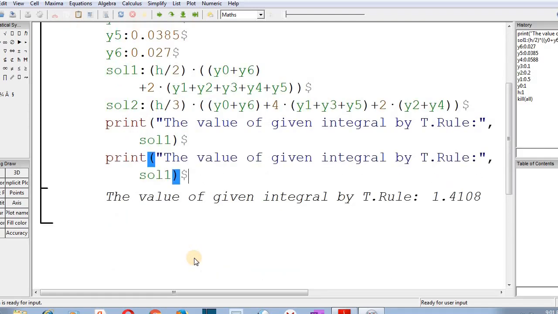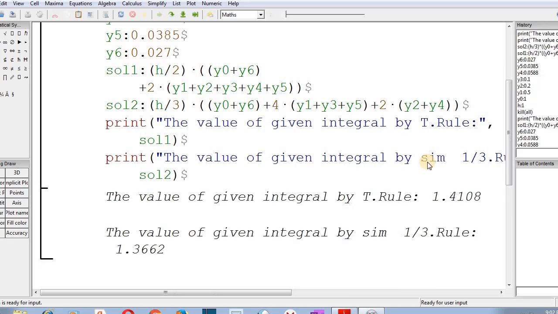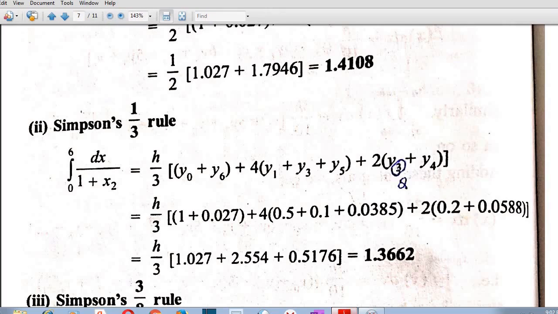Check it out. I will just copy here and enter. Here solution 2. Solution 2 is for Simpson's. I can write here Simpson's 1/3 rule. So just shift enter, and you will get the values also. Here we got 1.3662. Check it out here, 1.3662. It is done by Simpson's 1/3 rule.